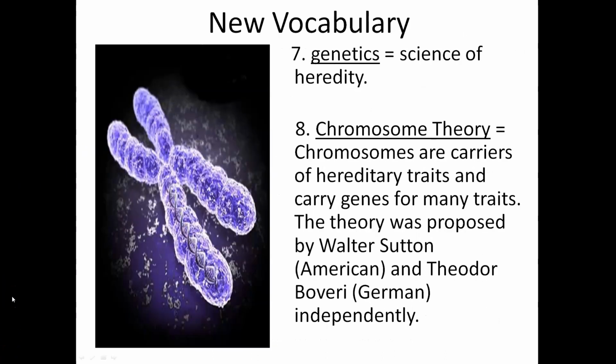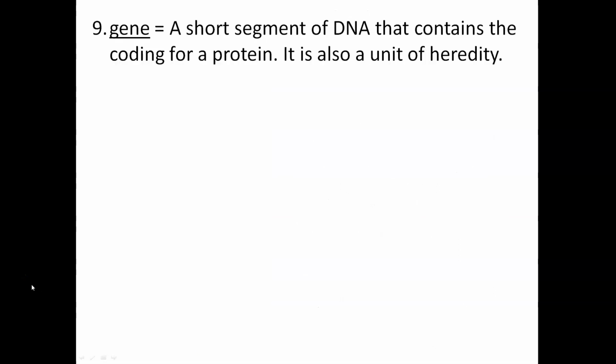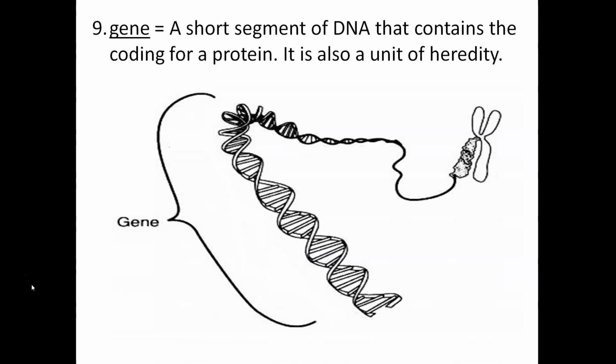Some new vocab words. 7 is genetics, and that is the study of heredity. That is the name of the chapter that we are now in. Chromosome theory states really that chromosomes are the carriers of hereditary traits and carry genes for many traits. A gene, I believe we've had this word before, but it's a short segment of DNA. So it's not the whole molecule of DNA. It is a short segment of DNA that contains the coding for a particular protein.